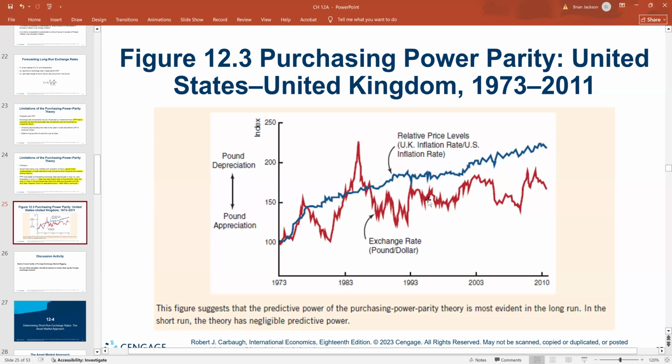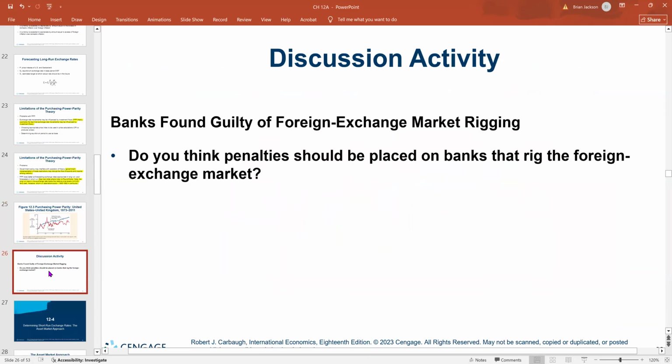But of course, when you get up closer, there's departures. These two curves do depart. PPP would suggest that they would move together, but there's departures from purchasing power parity for other reasons. And you might read that in your text just a little bit.